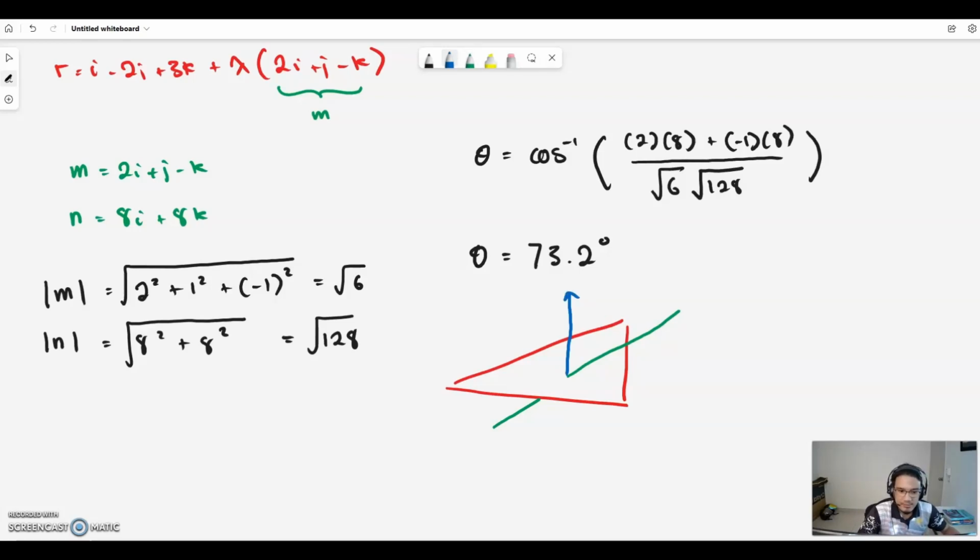Since what we calculated is actually the angle between n and vector m that is parallel to the line, that means theta indicates the angle right over here, 73.2 degrees. So the angle between the line and the plane is actually the remainder of the 90 degrees. To calculate that angle, we take 90 degrees minus 73.2 degrees, and now we have the answer, which is 16.7 degrees. So that is our answer.